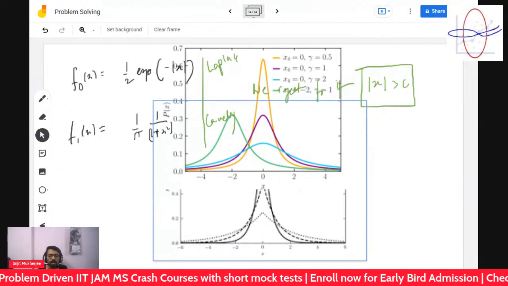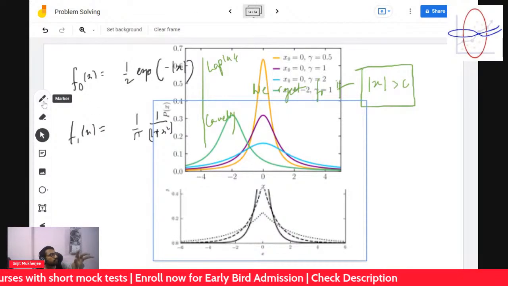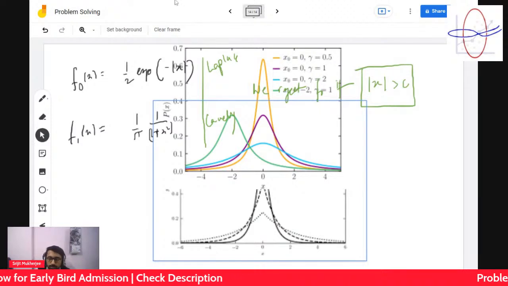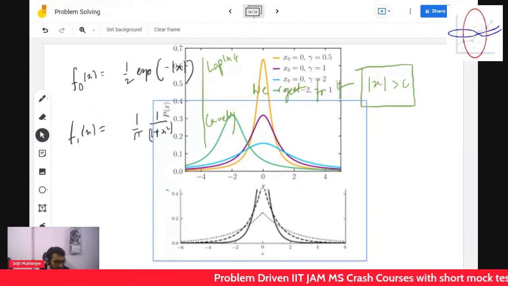Oh, I'm so sorry. Wait, wait. It's not infinity. I'm sorry, this is something I have told wrong. The expectation of mod x of Cauchy is not infinity. Just give me a minute, okay?